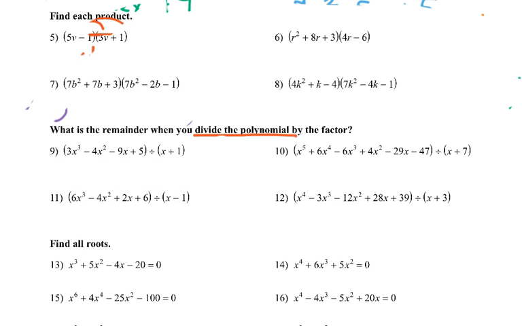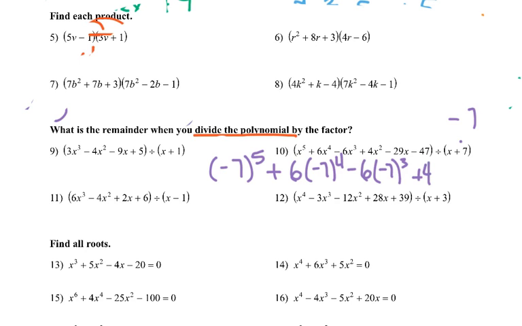So we've got a negative 7 here, because we always do the opposite. So I do negative 7 to the 5th plus 6 times negative 7 to the 4th minus 6 times negative 7 cubed plus 4 times negative 7 squared minus 29 times negative 7 minus 47. Okay. Easiest way in the calculator is just to take those numbers and multiply them out, instead of doing them a piece at a time.